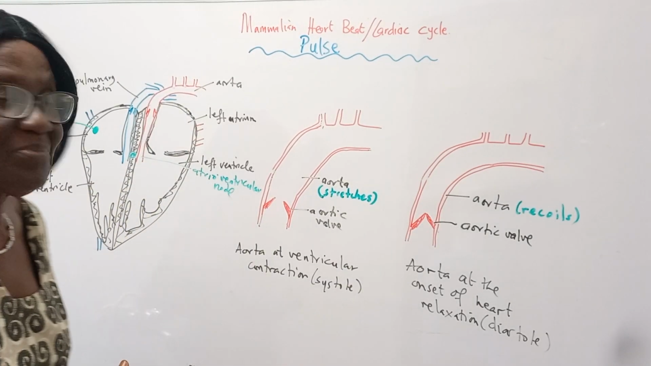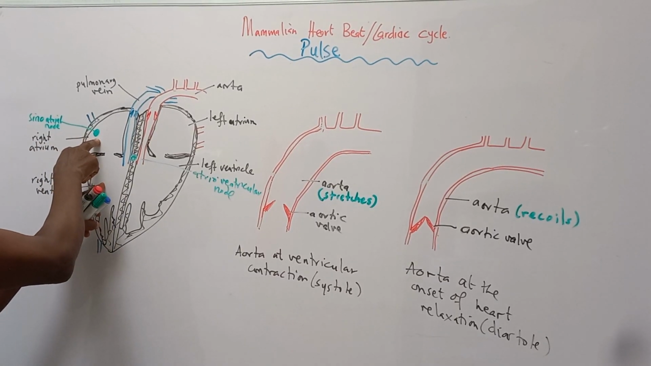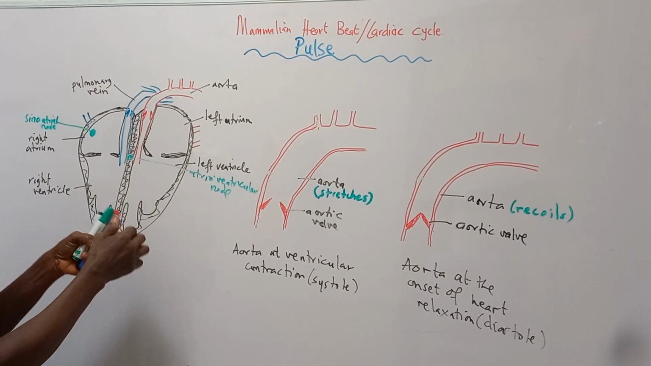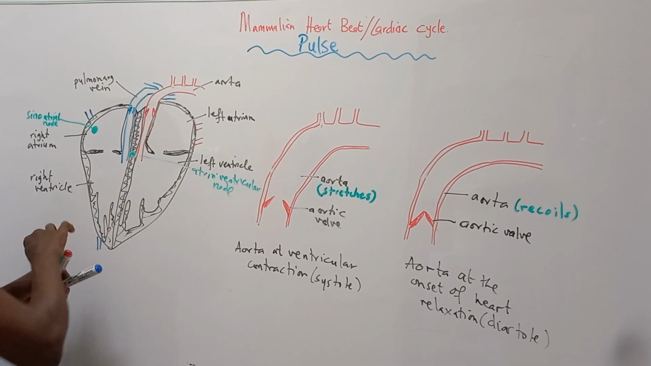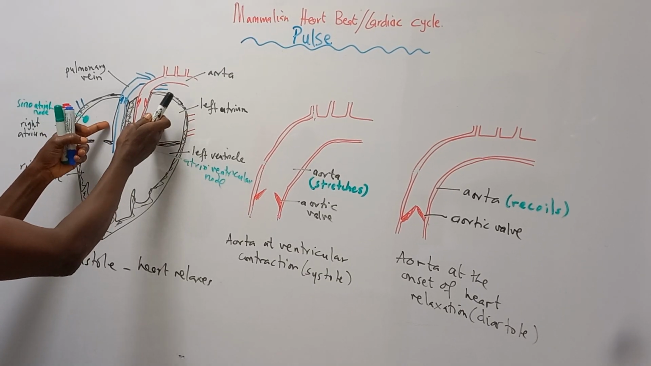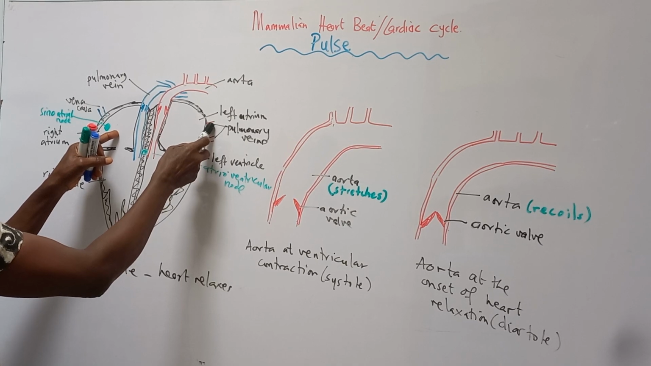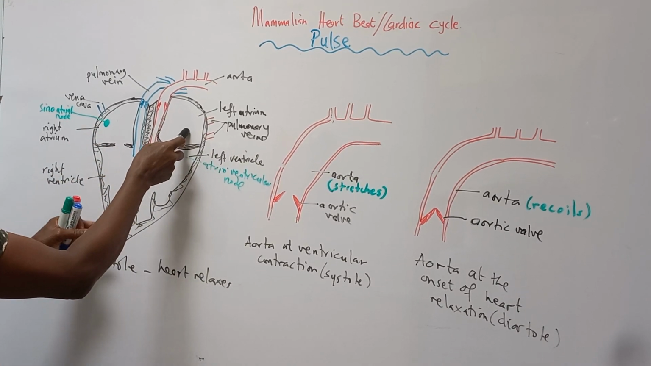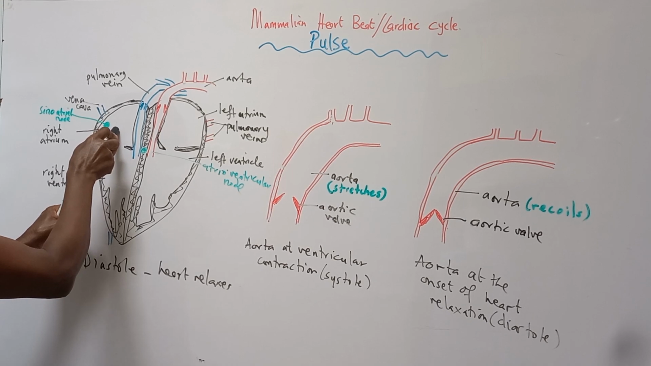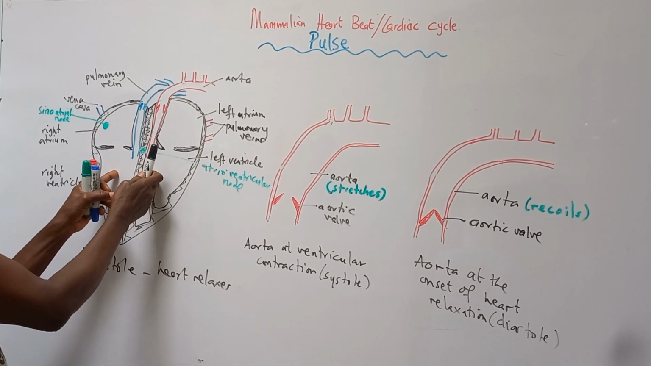Well, what is heartbeat? Quickly, under the influence of the sinoatrial node, the whole heart relaxes, and that is diastole. When the heart relaxes, blood fills the atria. Blood from the pulmonary veins fills the left atrium. Blood from the vena cava fills the right atrium. And some of the blood trickles into the ventricle.